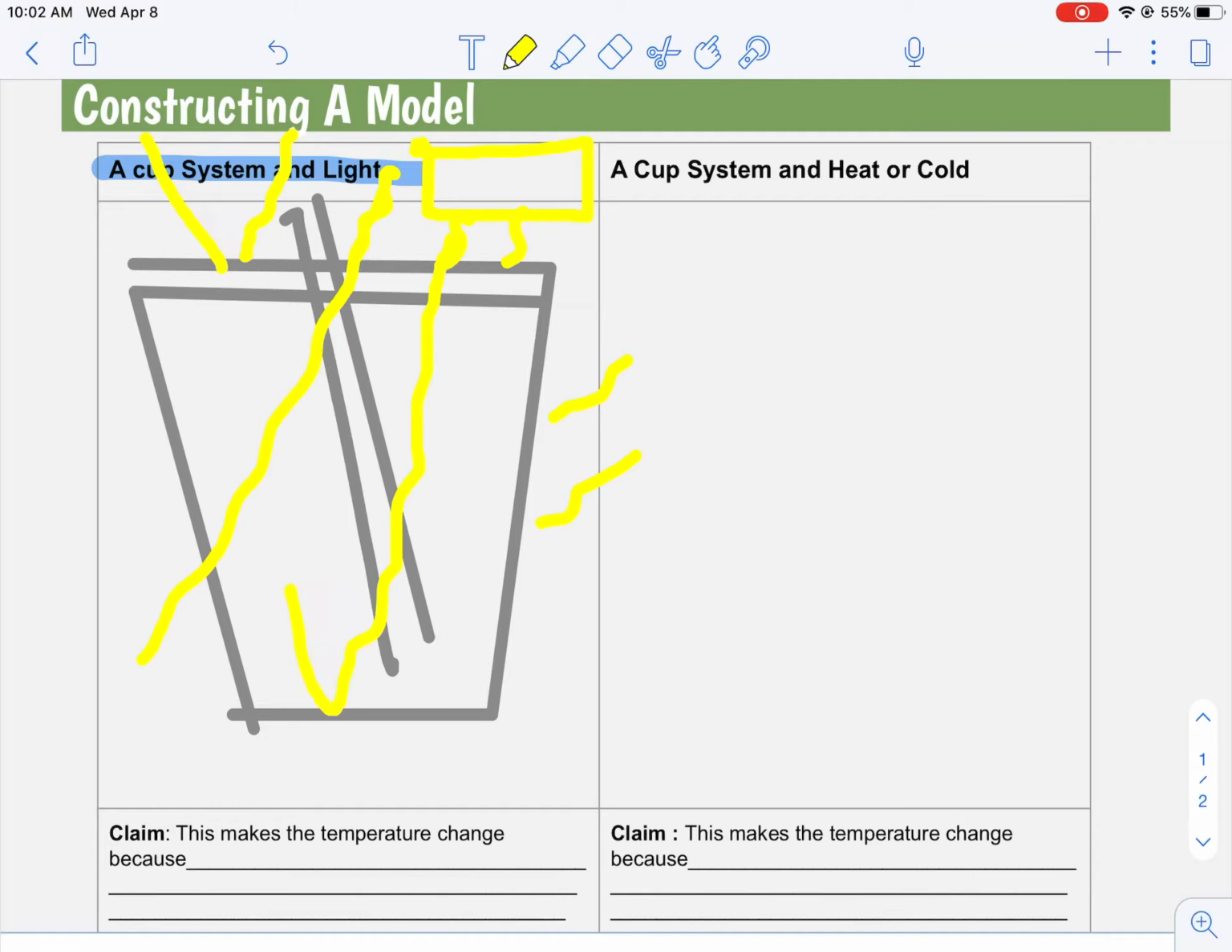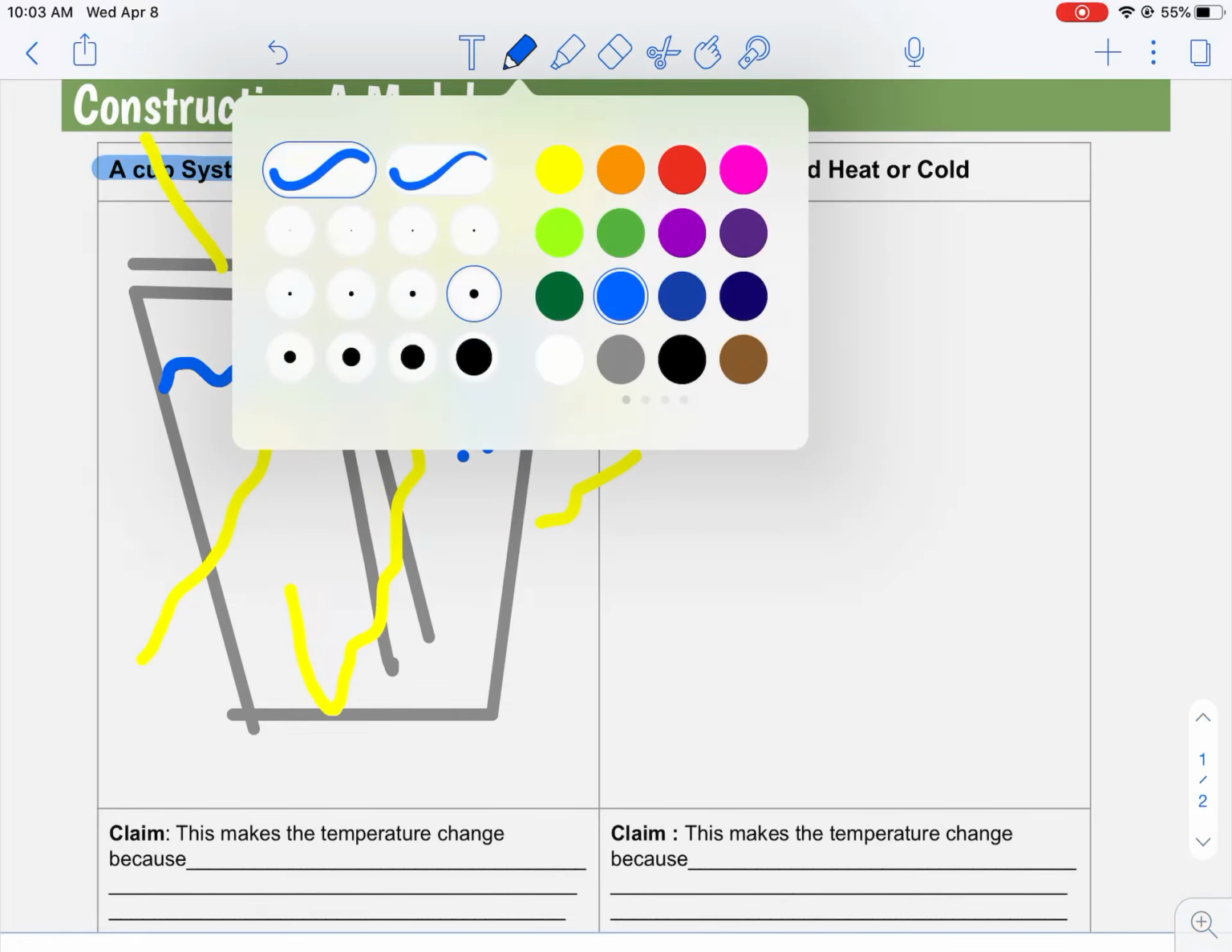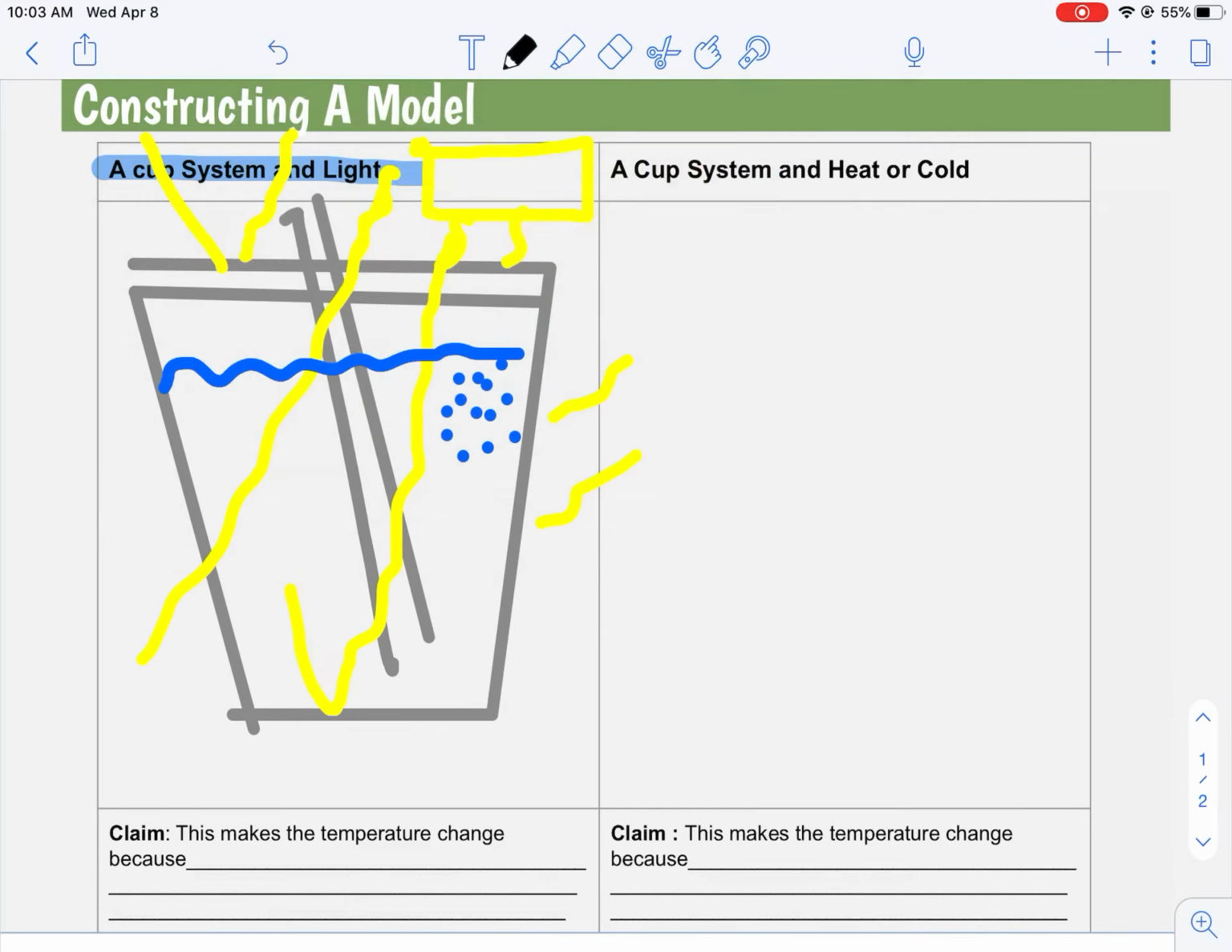So the next thing we have to think about, well, how is that light going to interact with the water that's in the cup? So we're going to put some water in our cup here. And we also know that we have water molecules in our cup. So I'm going to put some of those in. And it's a liquid, so the water molecules are going to be fairly close together. So what we need to think about is, how is this light going to interact with these water molecules? So there's light going through the cup right here. Is it even going to interact with the water molecules?